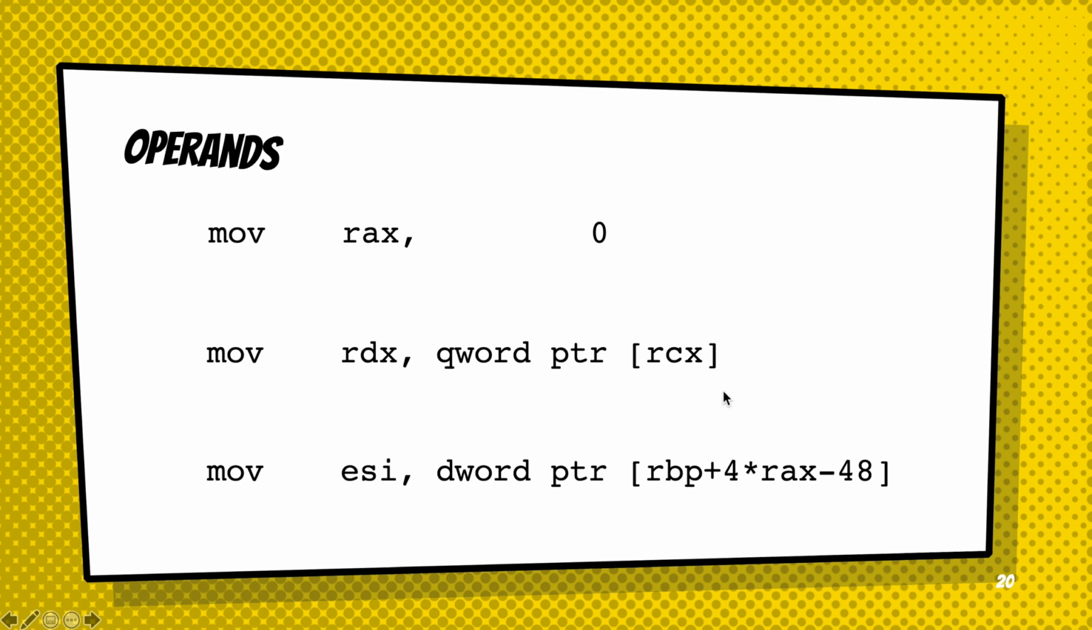We can use a base value plus an index value plus an offset, which is called BIS, to represent a memory. We can see from the last move instruction, the second operand, dword PTR [rbp + 4 * rax - 48]. This operand represents a memory with the base of RBP plus the index of RAX times 4, and then minus the offset of 48. So combine this together, we have a more comprehensive way to represent a memory that we want to access.